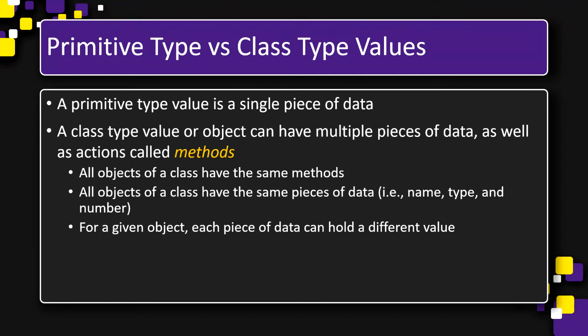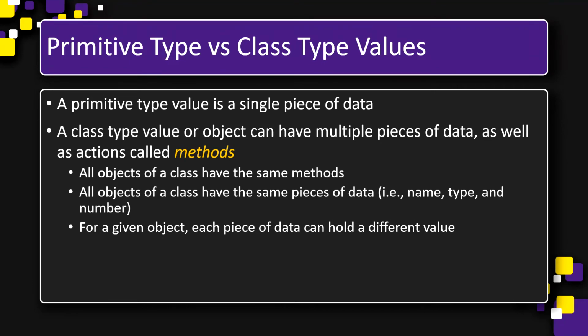All objects of a class have the same methods, and all objects of a class have the same pieces of data. It's the same name, the same type, and the same number. For a given object, each piece of data can hold a different value. This is where we get into that "is an instance of that class" idea. So for a primitive type, we say that an integer x is of type integer, and the value of x is 5. And if we have an integer y, then the value of y could be maybe 10. They're both of the same type, but with different values.